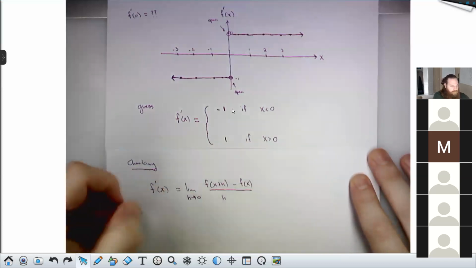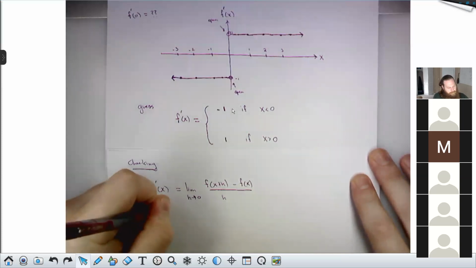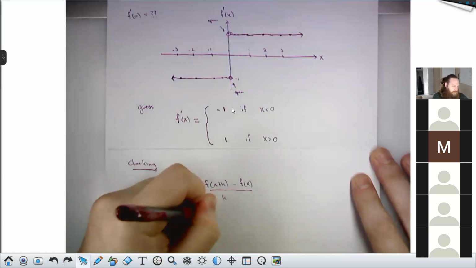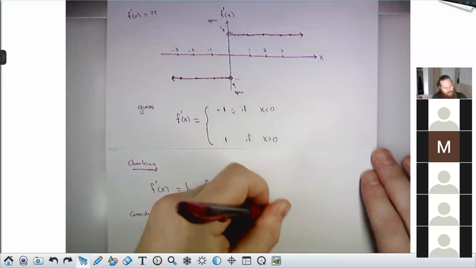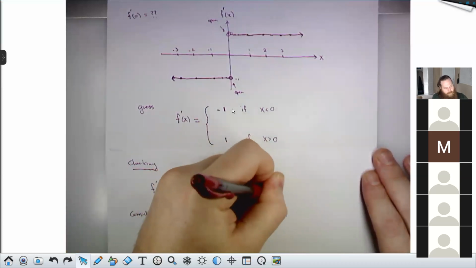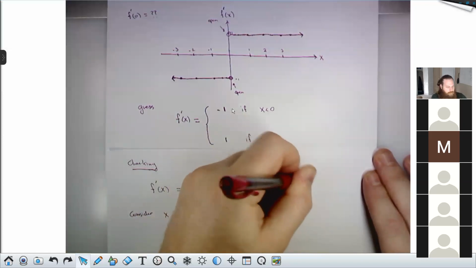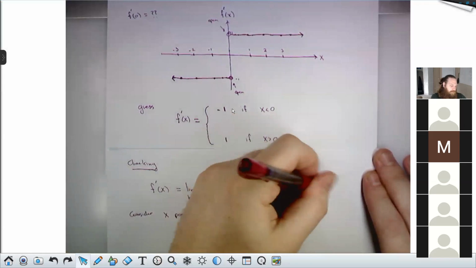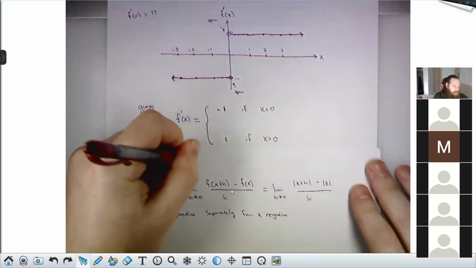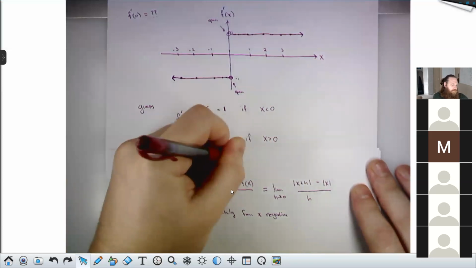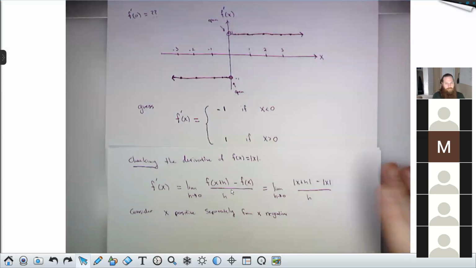We're going to have to consider two separate cases. Because the function I'm working with is the absolute value function. So this is the limit as h goes to 0 of the absolute value of x plus h minus the absolute value of x, all over h. All right, because the function in question, f of x, my original function, is the absolute value function. So we're checking the derivative of f of x equals abs x. I think it's this thing above, and I'm going to try to get that out of this.